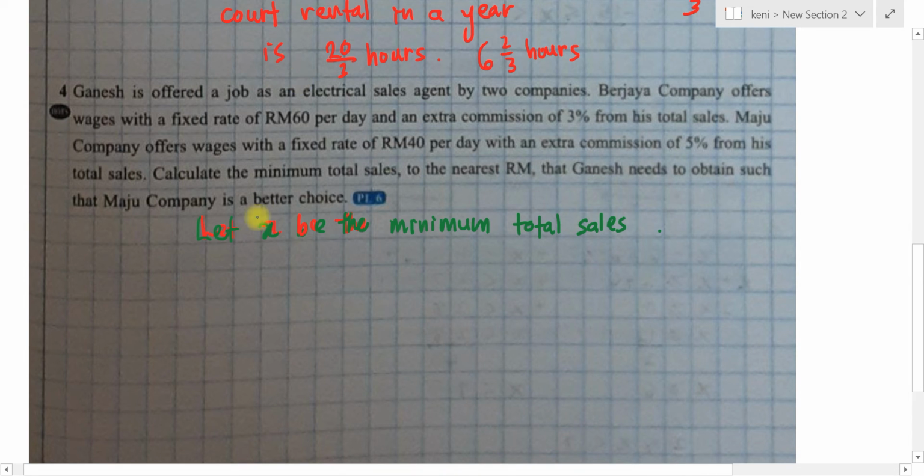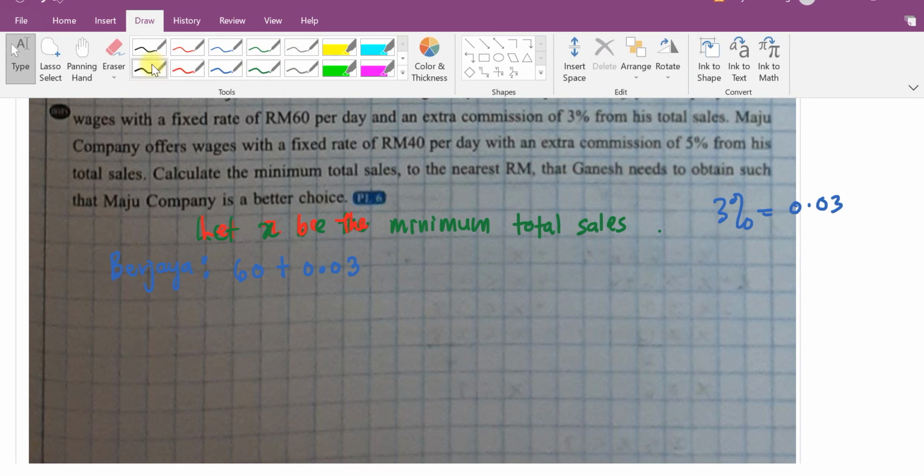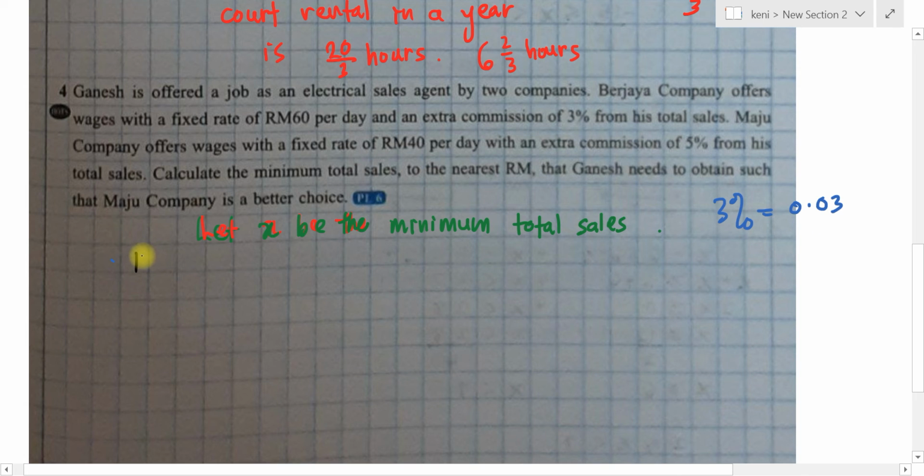Okay, now let's look at how it works out for Berjaya company. Berjaya is 60 per day plus 3% of his total sales. It is better to change this 3% into a decimal, 0.03, easier for us to calculate. So for Berjaya company, 60 ringgit plus 0.03 commission from his total sales.